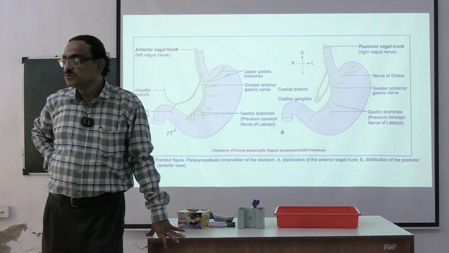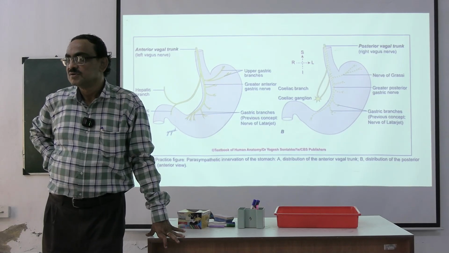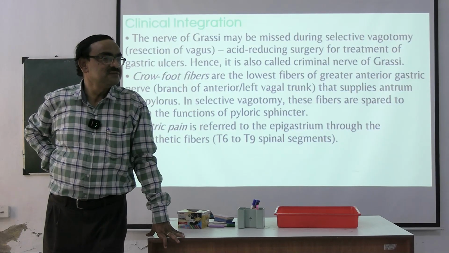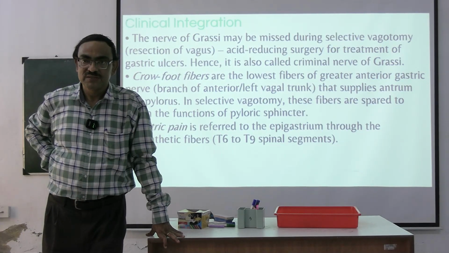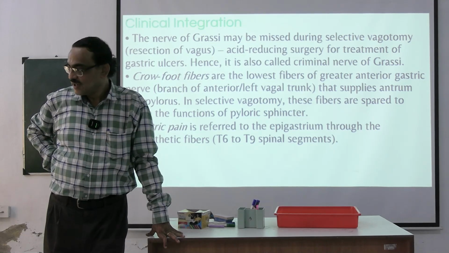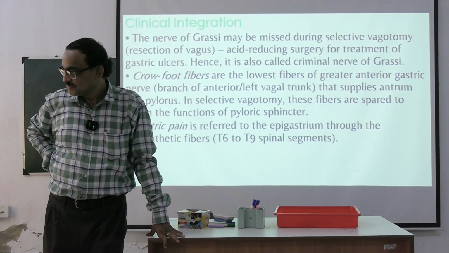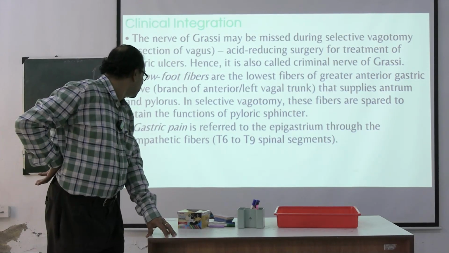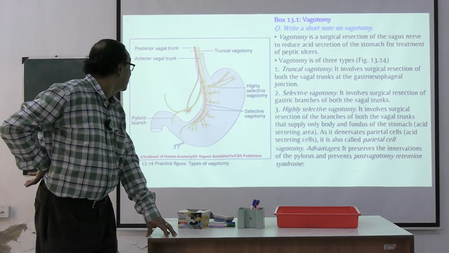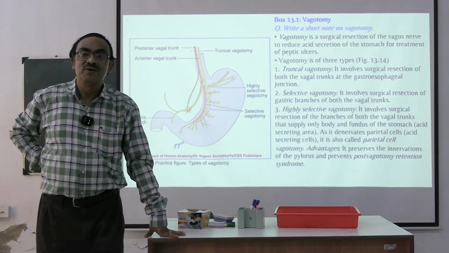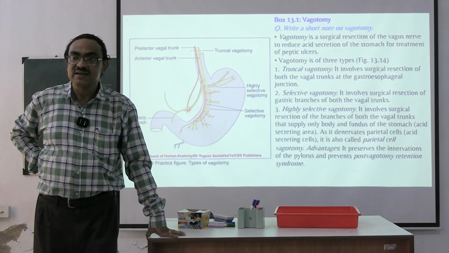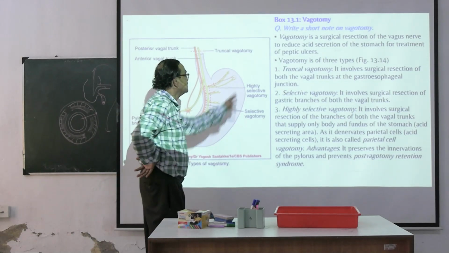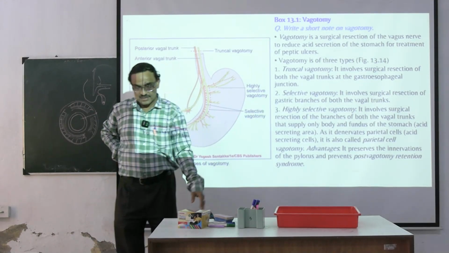Now about clinical anatomy. Already we have mentioned peptic perforation, ulceration along the lesser curvature, then vagotomy. It is done in case of peptic ulcer disease, and these are truncal vagotomy, highly selective, and so on.